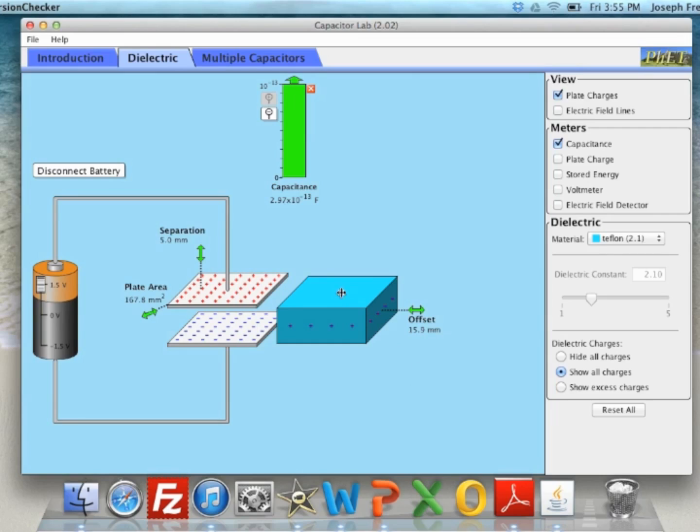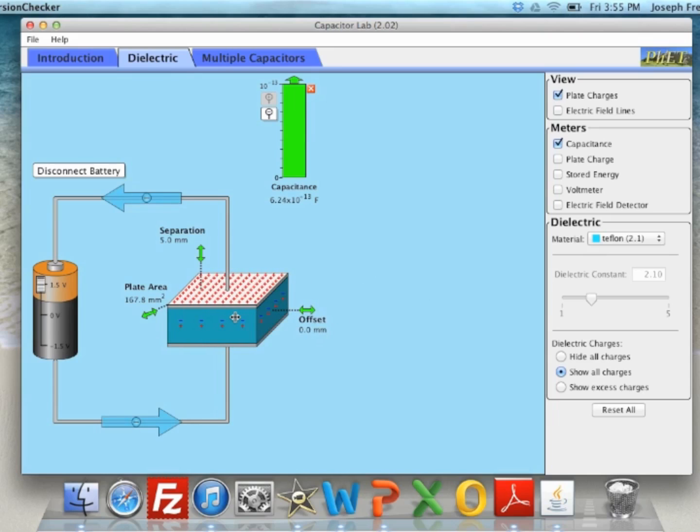Now keep an eye on the capacitance. Right now it's at 2.97. See what happens when I stick this meat into the sandwich. And what we see is a much higher capacitance. We're now at 6.24 times 10 to the negative 13th farads. It's made a big difference. We can also see that there's a lot more positive charge on the top plate, and certainly more negative charge on the bottom plate.